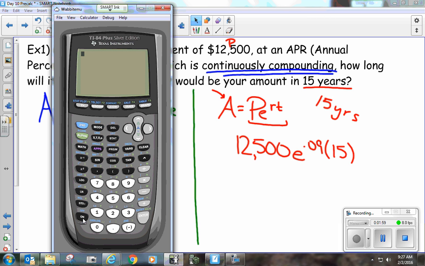That sounds about right. Just type this in the calculator. 12,500. E is above ln in blue. So I hit the blue button, then ln. And it already puts the exponent there for me. 2.718, but it goes on forever like that. And then for my exponent, it's 0.09 times 15, right? I mean, that is it. That is it.